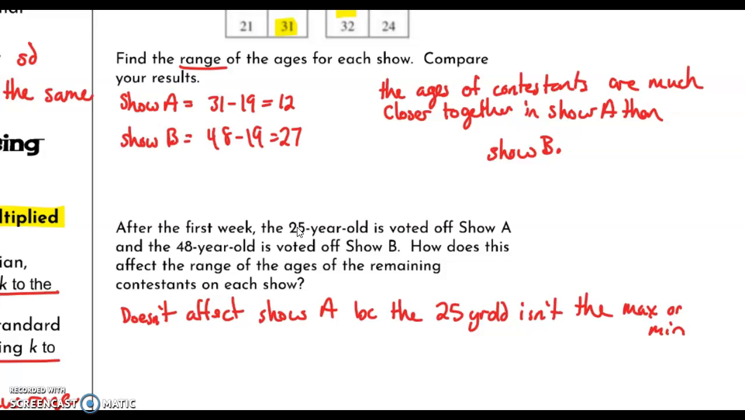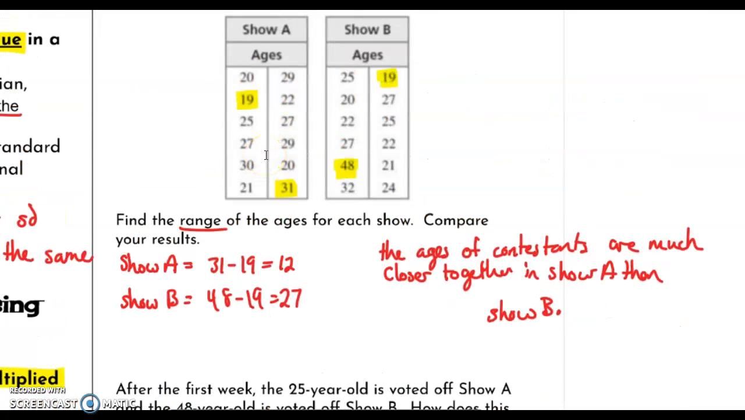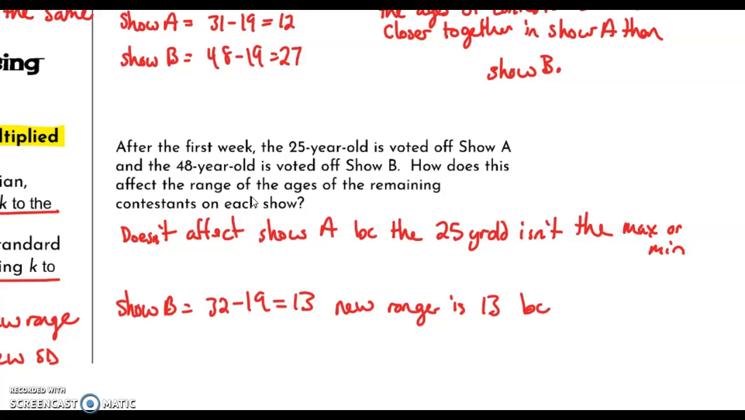All right, let's look at show B. If you take the 48-year-old off, that's changing the max. So if you took the 48-year-old off, the new max would be 32. And so on show B, your new range would be 32 minus 19, which is 13. The reason it changed is because the max changed. By taking out the 48-year-old, we changed the maximum.